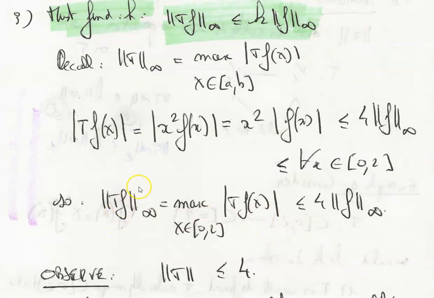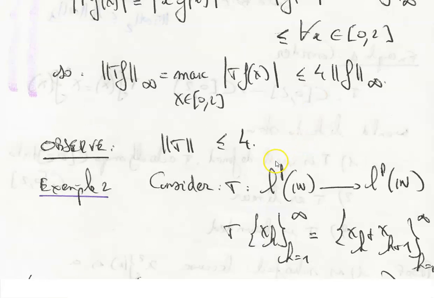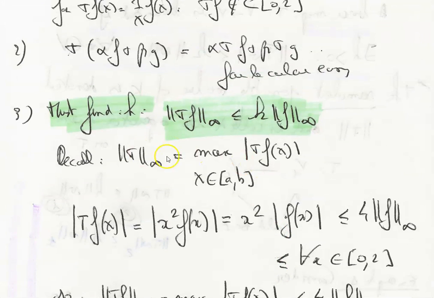So we just demonstrated that the infinite norm of Tf, which is equal by definition to the maximum of |Tf(y)| for y describing the interval [0,2], is less than 4 times the infinite norm of f. So we observe that T is bounded, and we find our k is equal to 4. So we demonstrated what we wanted.